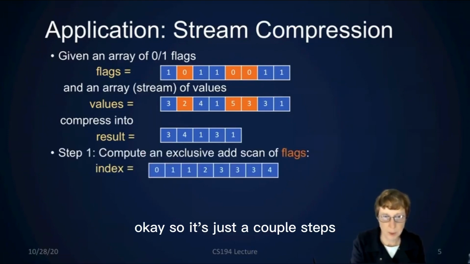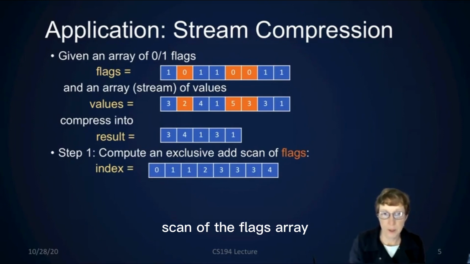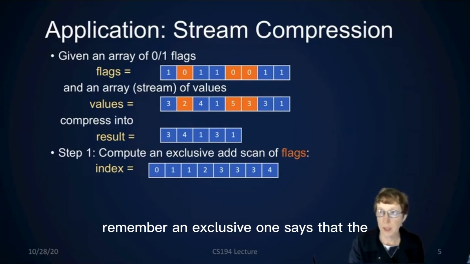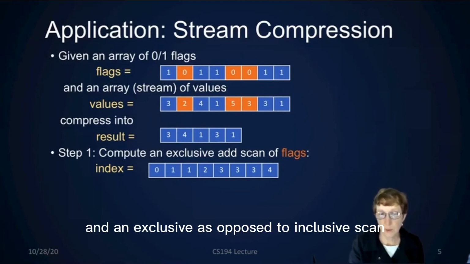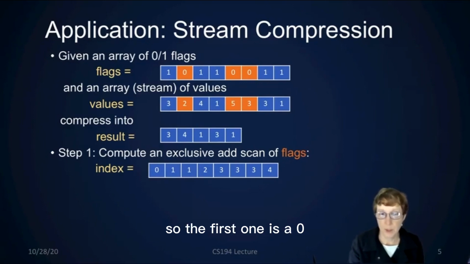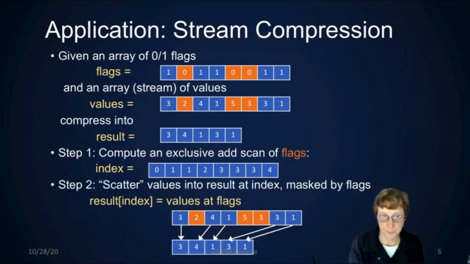Okay, so it's just a couple steps. We're going to compute an exclusive add scan of the flags array, that first array up here. Remember, an exclusive scan says that the sum is of everything to your left, as opposed to an inclusive scan. So the first one is a 0 because there's nothing to the left. The second one is a 1 because there's just a 1 to the left. And the next one is also a 1 because everything to the left is a 1 and a 0 being added together, and so on.